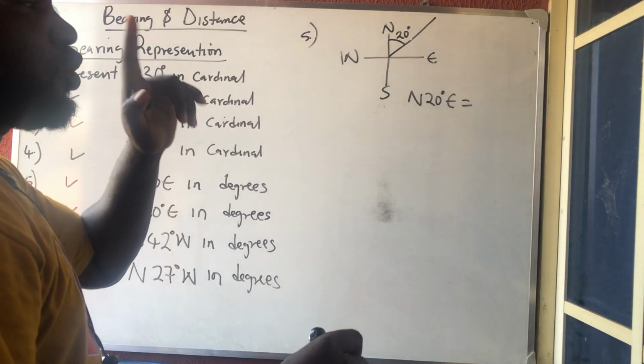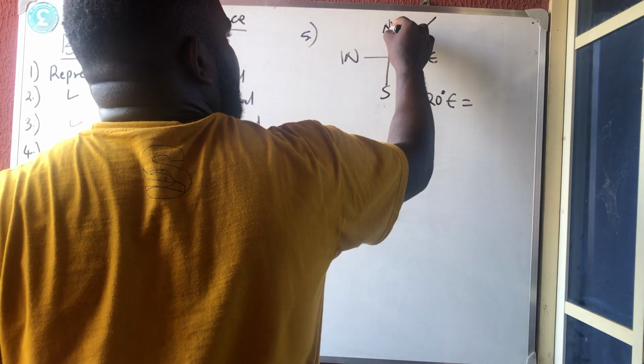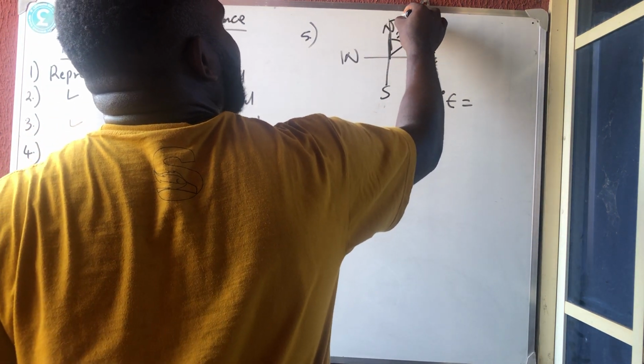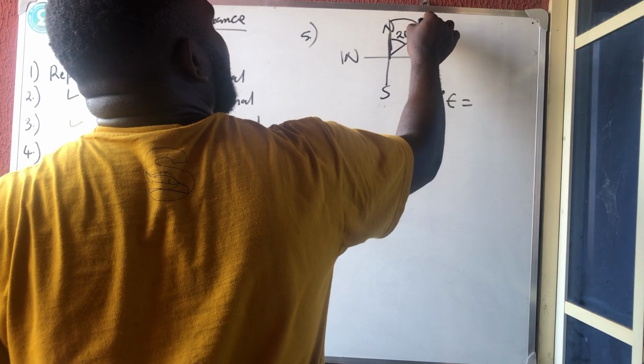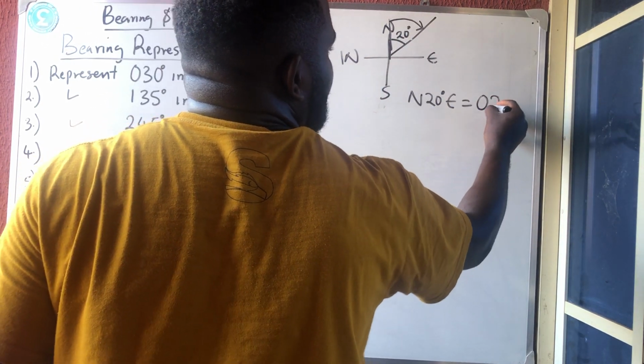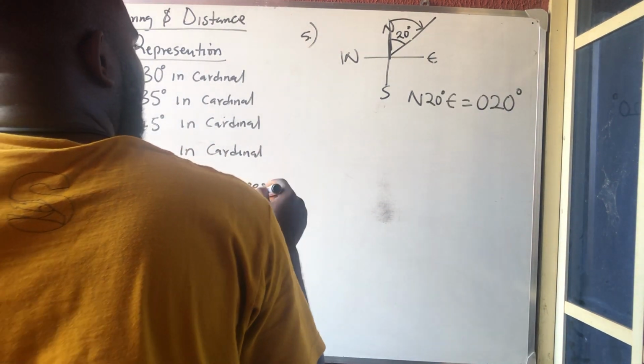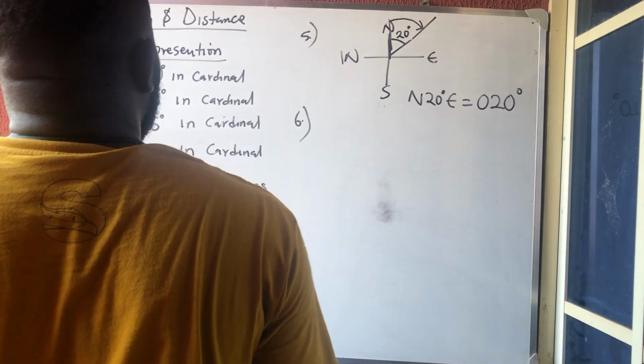In degrees. To change it into degrees, or 3 digits, you must start from the north and move clockwise till you touch the line drawn. So the only thing that is covered is this 20. So my answer is what? 020. Just make it 3 digits. This one may not help you to understand. The next one will help you to understand. Look at the next one now.